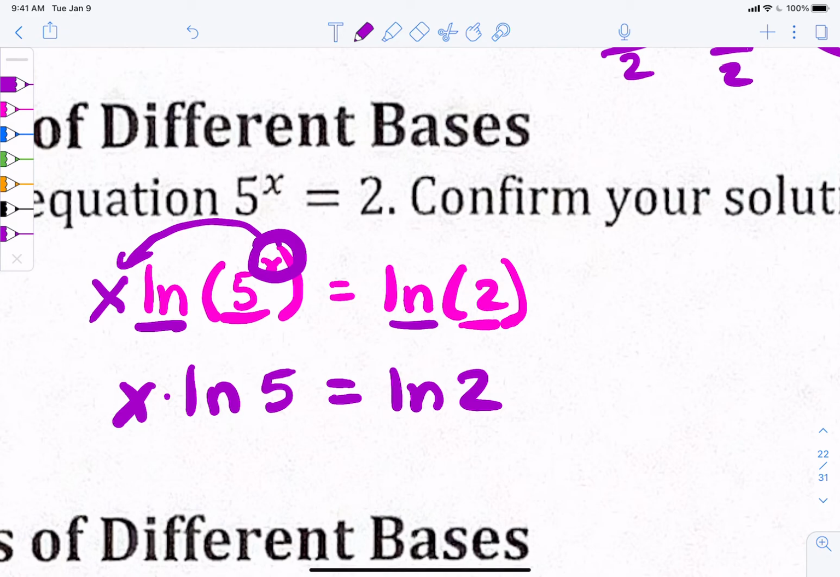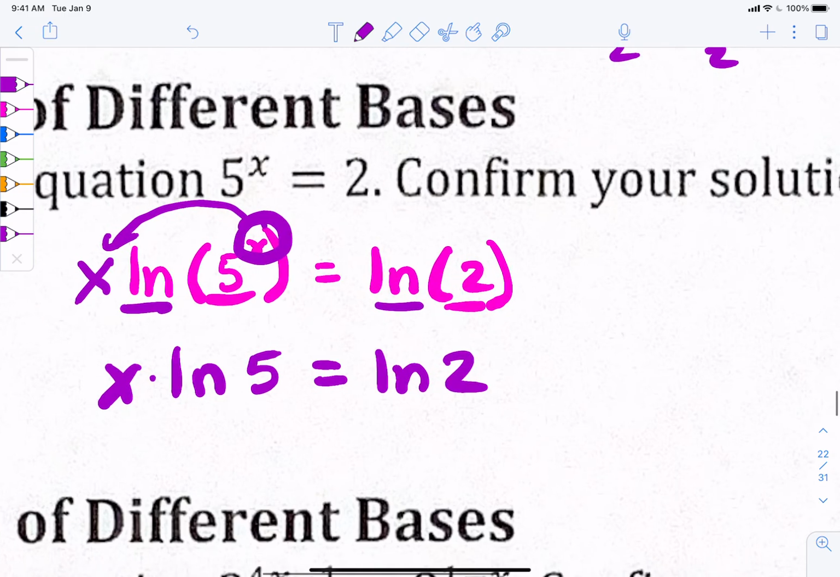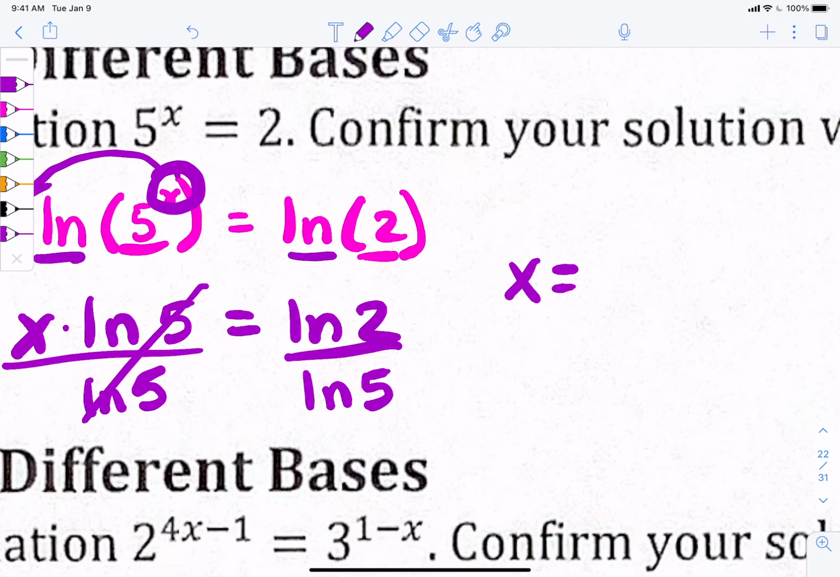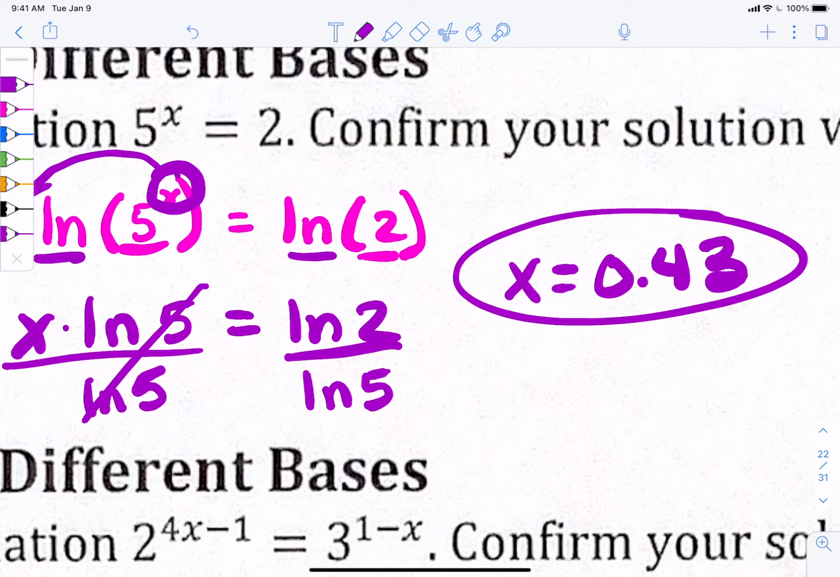And if I'm wanting to solve for x, how can I get rid of the ln 5? Just divide by ln 5 on both sides, right? So x is equal to ln 2 divided by ln 5. Now we're just going to type it into our calculator. If you do this in one line, make sure that when it opens parentheses, you close the parentheses after the 2. So what is it? 0.43. Yeah, that's what x is. Makes sense?